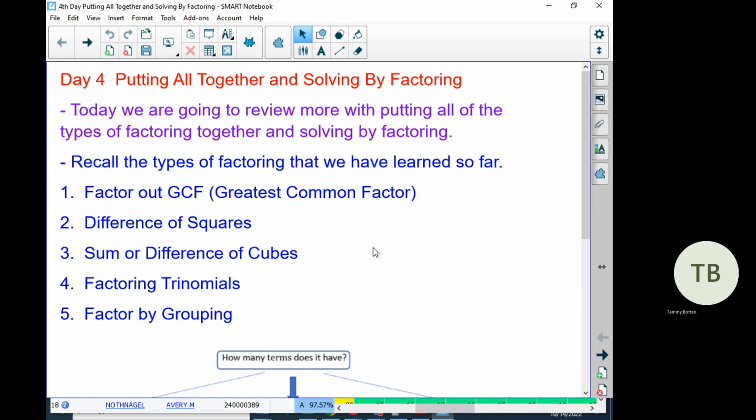Students will have a quiz on factoring on Monday. So when you come in, I'll give you a practice quiz, and then you'll do a quiz in the same hour.